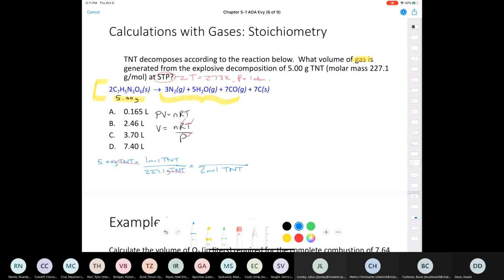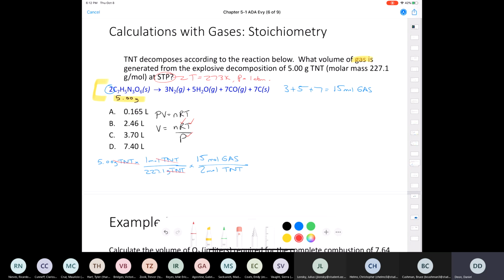Yes, absolutely correct, Bruce. I have 2 moles of TNT. I form 3 plus 5 plus 7, which is equal to 15 moles of gas. And that means all 3 of the gases: the nitrogen gas, the water vapor, which is a gas, and the carbon monoxide gas. And so I put that into my conversion factor, 15 moles of gas.